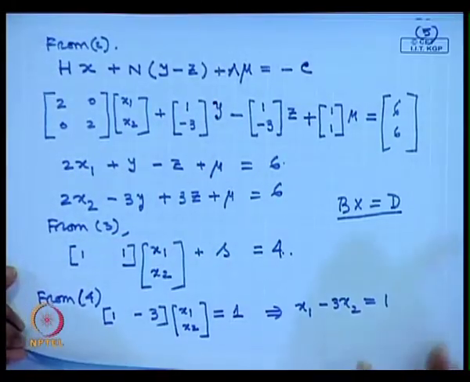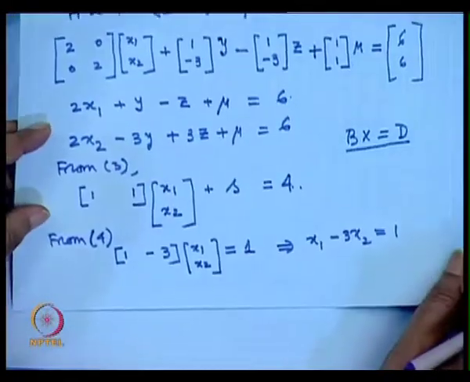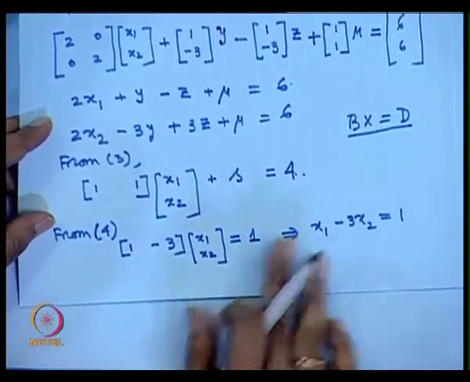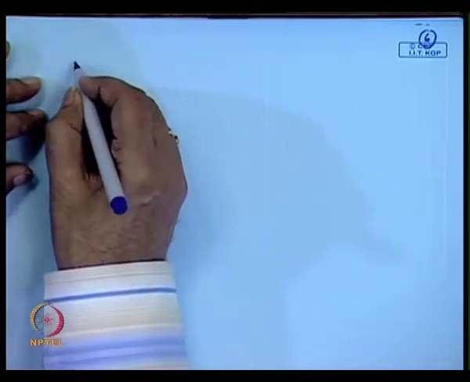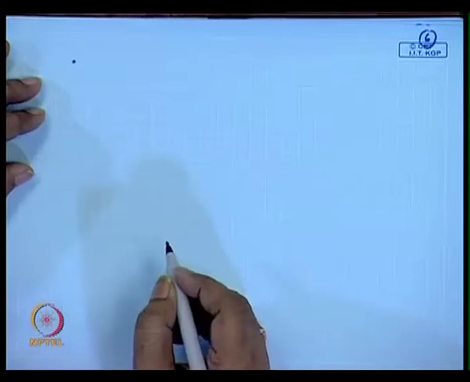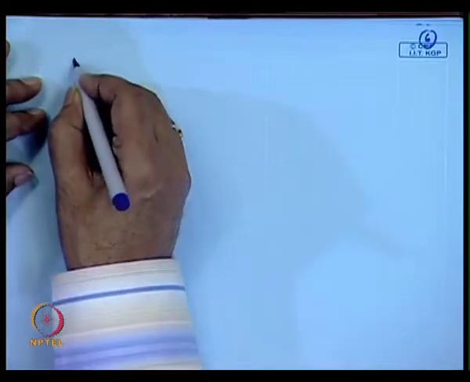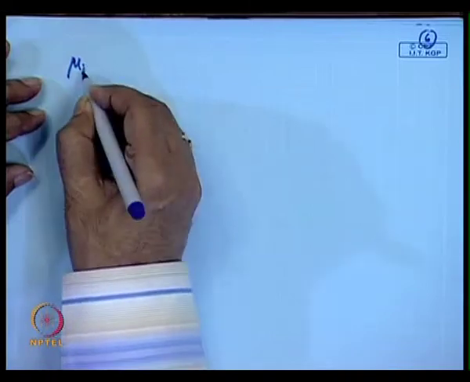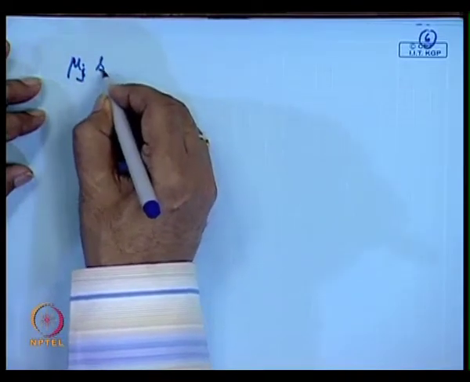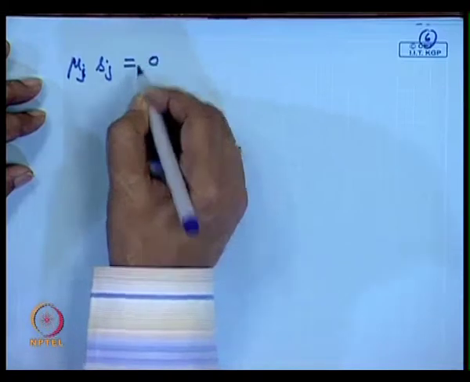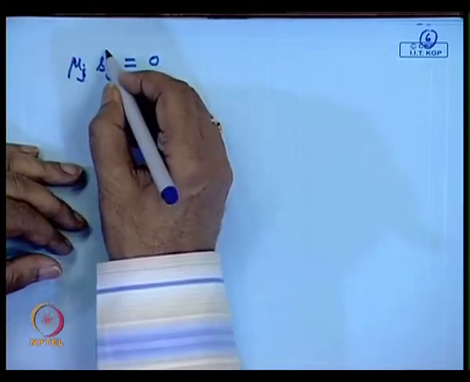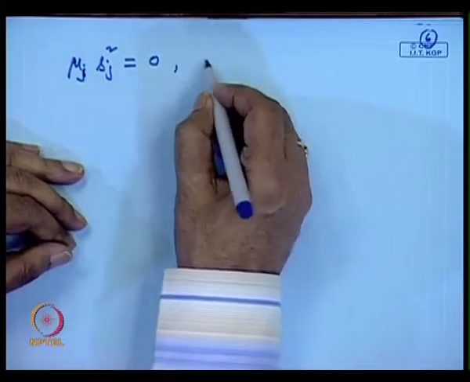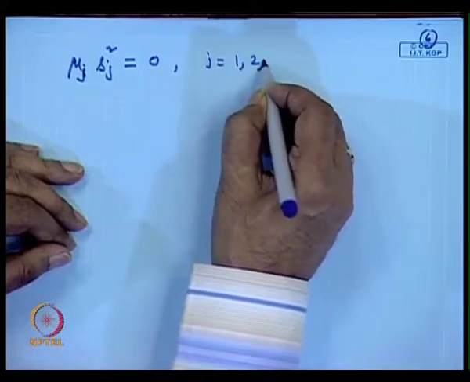So, if you define it this way, then what can we write? We have another set of constraints, the switching constraints: mu j s j is equal to 0. That is what we got, mu j s j is equal to 0, for j equal to 1, 2, dot dot, m.